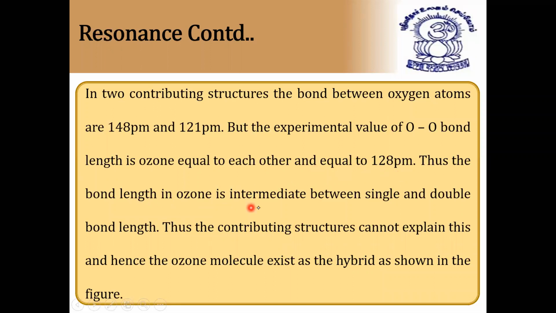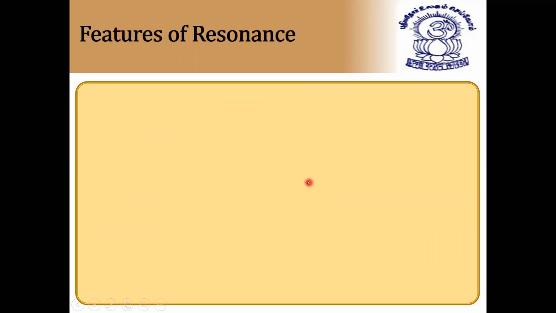Thus the double bond is intermediate in ozone. Thus the bond length in ozone is intermediate between single and double bond length. The contributing structures cannot explain this, and hence the ozone molecule exists as a hybrid, as shown in the figure. So the actual ozone molecule is a hybrid structure, with 128 picometers for the O-O bond and dotted lines, as we have seen in the previous slide. That is called resonance structure.